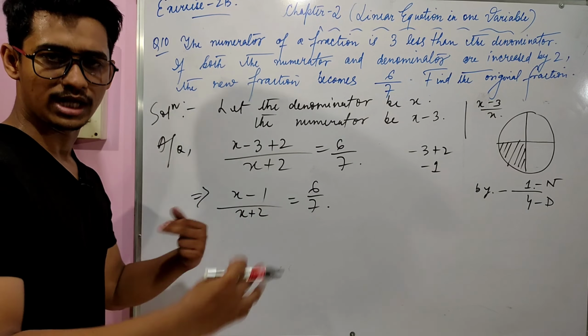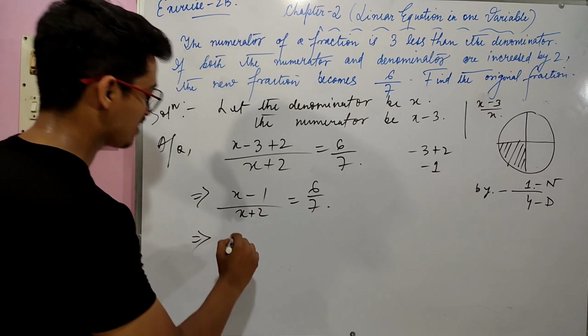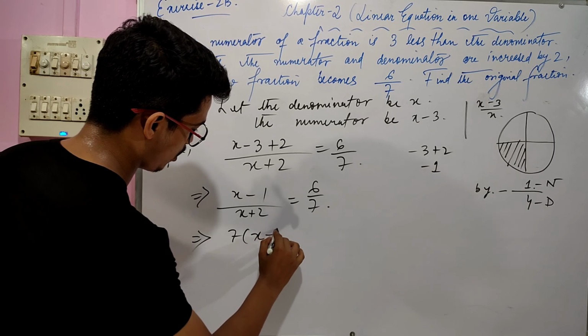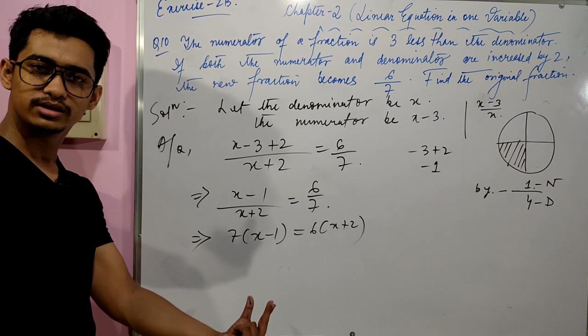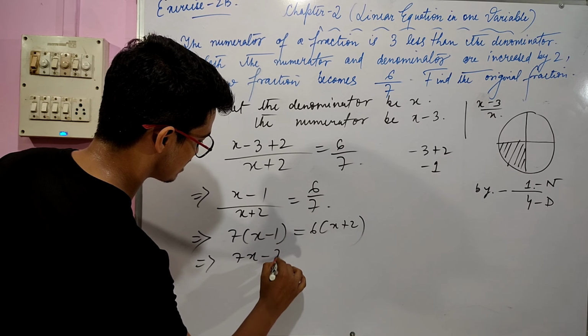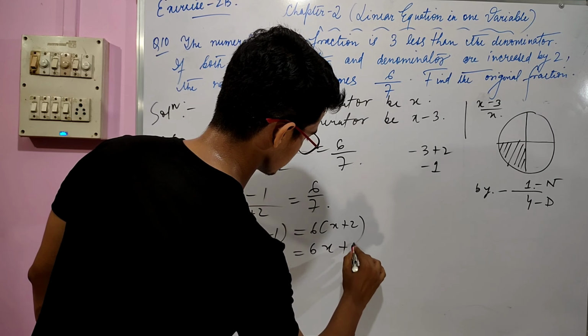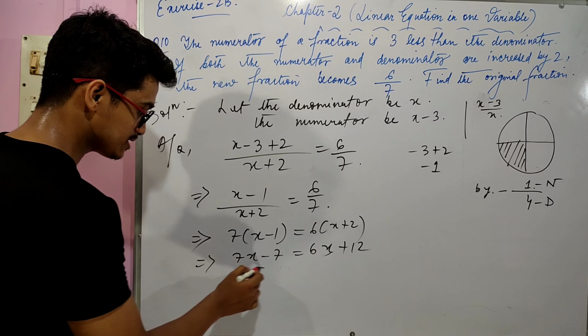Right? Then we have to do the cross multiplication and simply find out the answer, that is the value of x. So 7 bracket x minus 1 equal to 6 bracket x plus 2. Now the multiplication part, quickly let's do. That is 7x minus 7 equal to 6x plus 12. Right? 6 into 2 is 12. So what are the like terms?